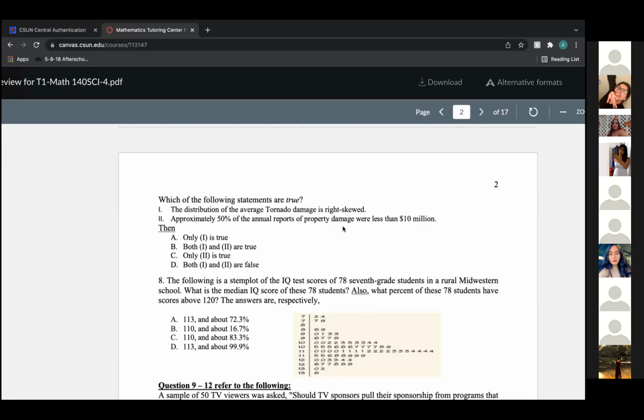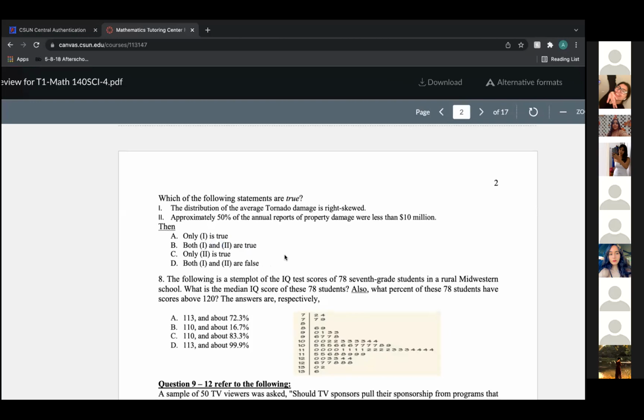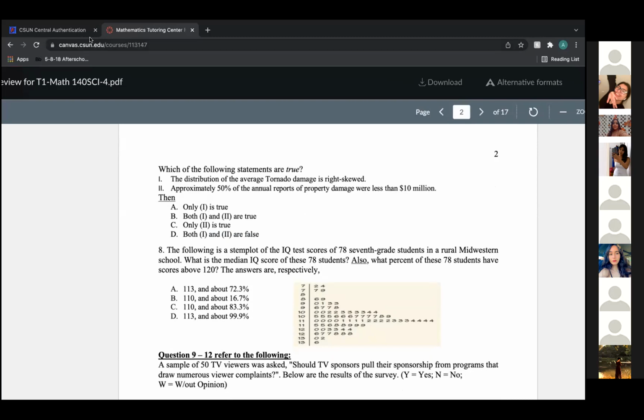Approximately 50% of the annual reports were less than 10 million. They are both true. So the answer would be B, both one and two. It says approximately, so both one and two are true. Do we agree? Yes. Okay.